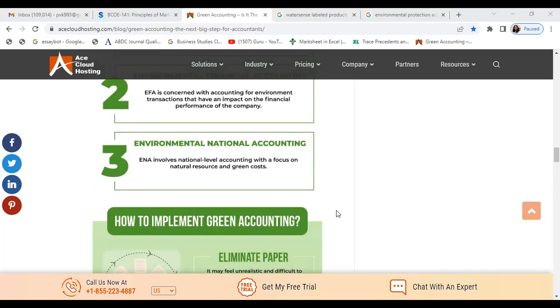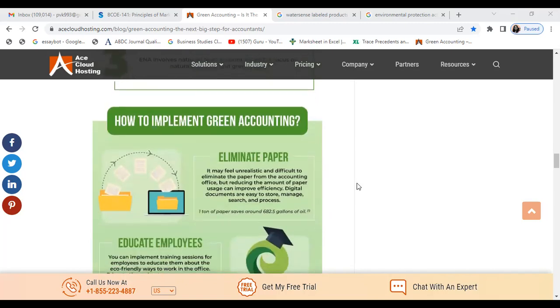Now, how to implement green accounting? The first best step is to eliminate paperwork in the office, as we did during the lockdown, work from home. So we don't use any papers, and we can store our data in cloud computing storage. Cloud computing is a new technology where we can store our files, all types of data, in the server. That is how we can eliminate paper. If we save 1 ton of paper, it saves around 682 gallons of oil.